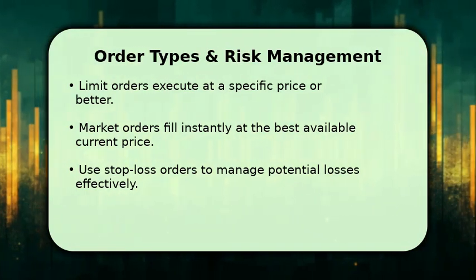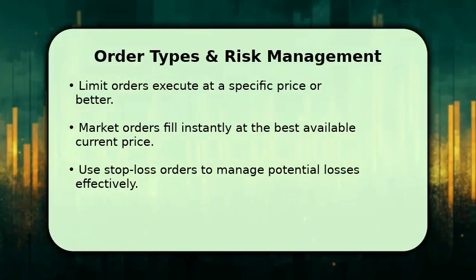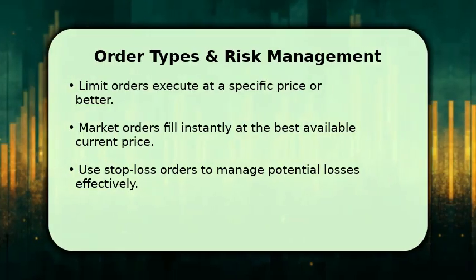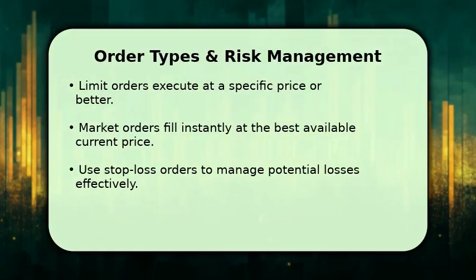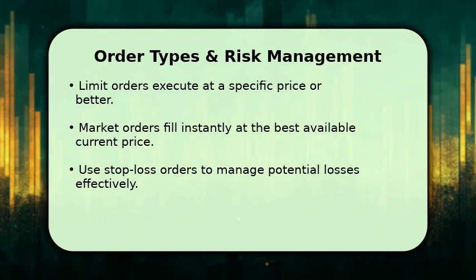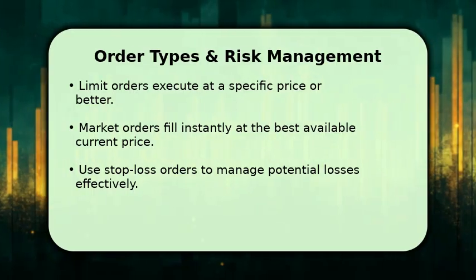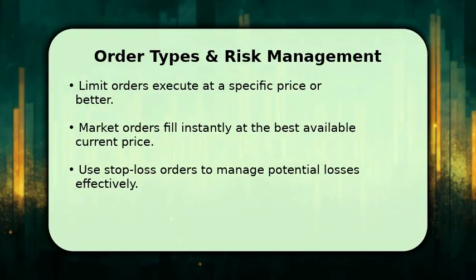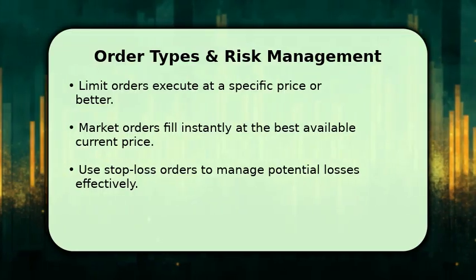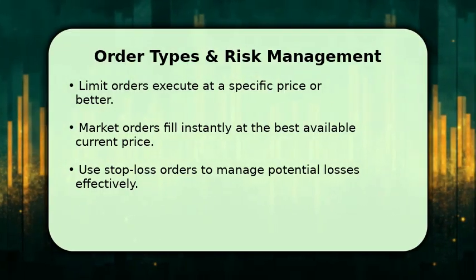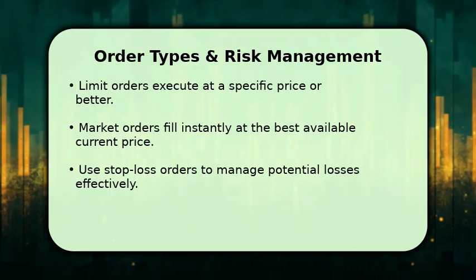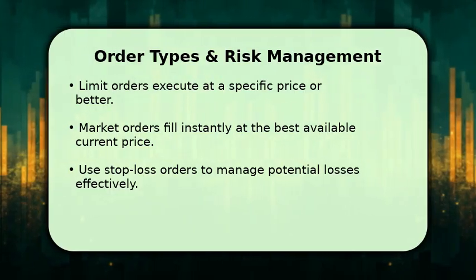A limit order allows you to set a specific price for your trade, ensuring it only executes when that price is met or bettered. Market orders, on the other hand, execute immediately at the current best available price. For risk management, consider using stop-loss orders to automatically sell an asset if its price drops to a certain level, helping to protect your capital from significant downturns.